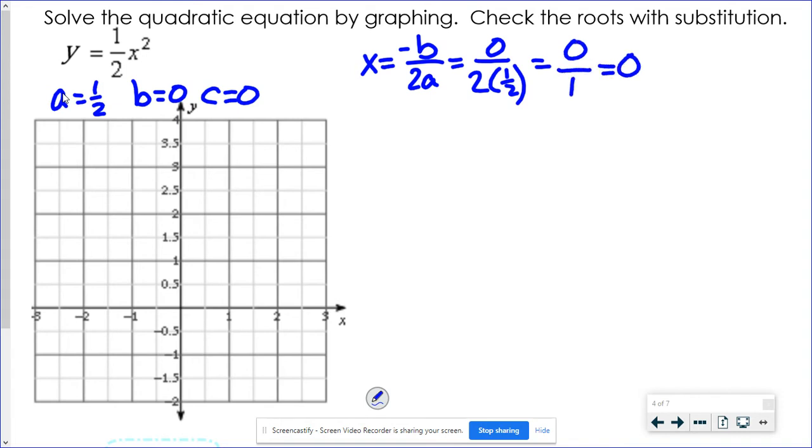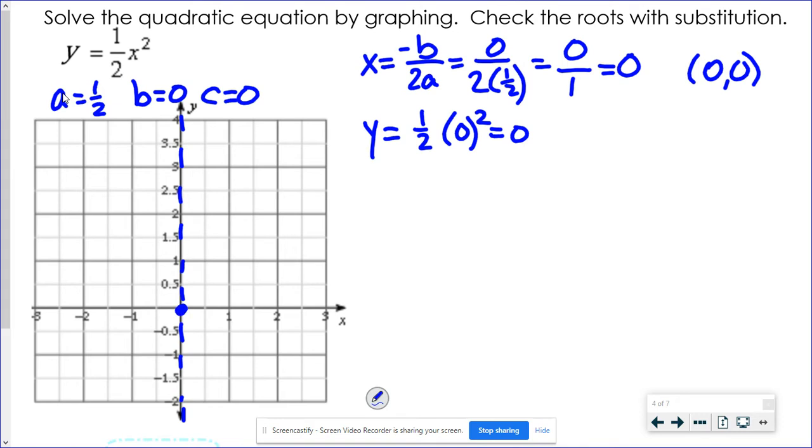So that means that my axis of symmetry is right here on the y-axis. When I substitute 0 into my equation to find the y, I'll have 1/2 times 0 squared. Well, 0 squared is 0 times anything is still just 0. So my vertex is at 0, 0. It's at the origin.